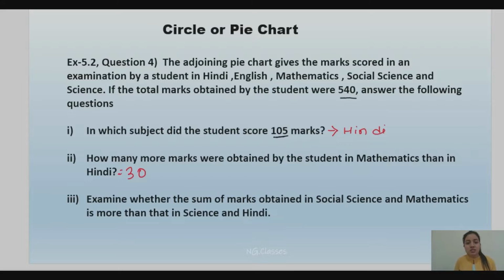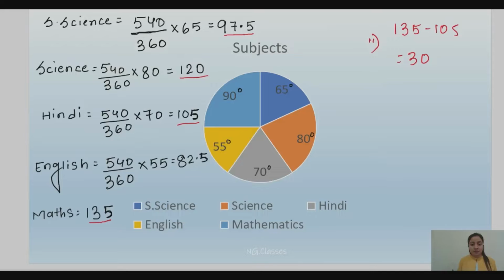Now the next question is examine whether the sum of marks obtained in social science and mathematics is more than that in science and Hindi. Check it, the marks obtained by him in social science and mathematics, the sum of these two, and the marks obtained by him in science and Hindi. Which one is more? Okay, so do it. Social science plus maths.